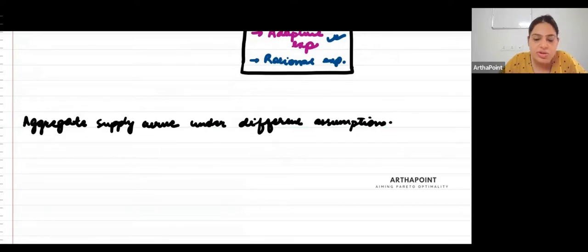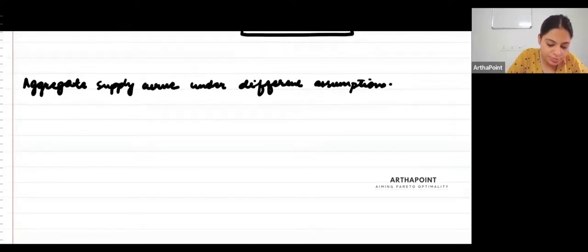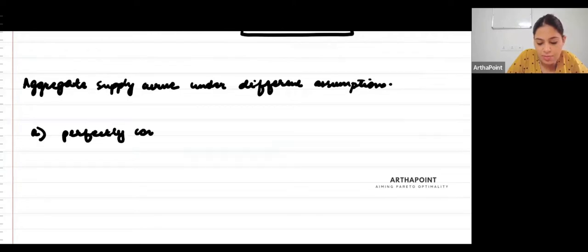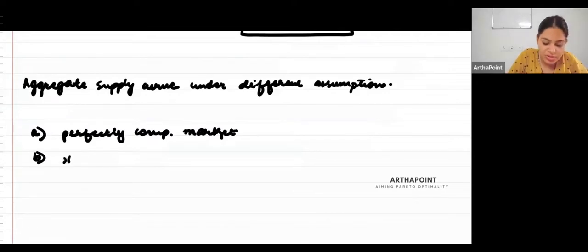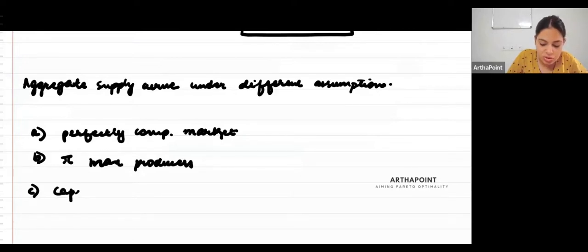And in that, let us write down the first one. So we are assuming that we have a perfectly competitive market. Then we are assuming that we have profit maximizing producers. The capital stock, this is all assumptions, is given in short run.